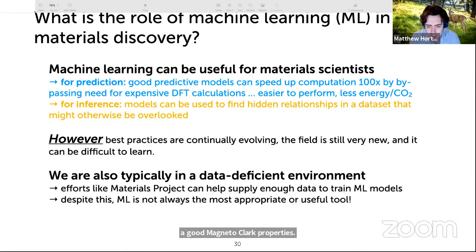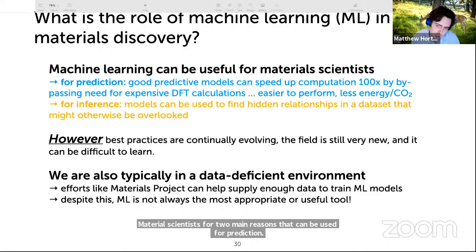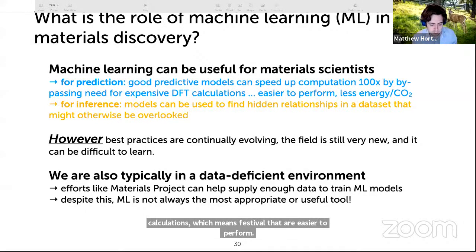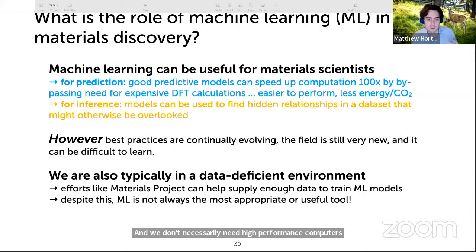So given that this process can be used to find materials, what is the role of machine learning here? Machine learning can be useful for materials scientists for two main reasons. It can be used for prediction, because good predictive machine learning models can speed up computation by maybe a factor of 100. This bypasses the need for more expensive calculations, which means, first of all, they're easier to perform. We don't necessarily need high-performance computers to run an ML model. It also means they use less energy. There's less of a CO2 cost to running these calculations.